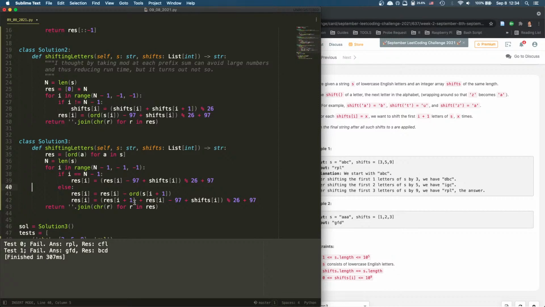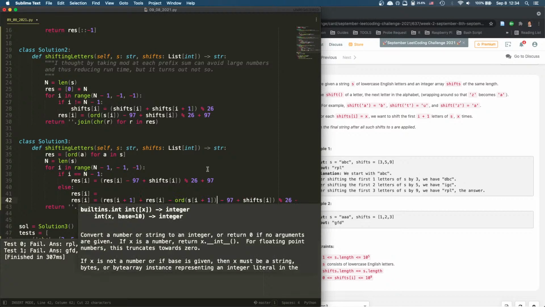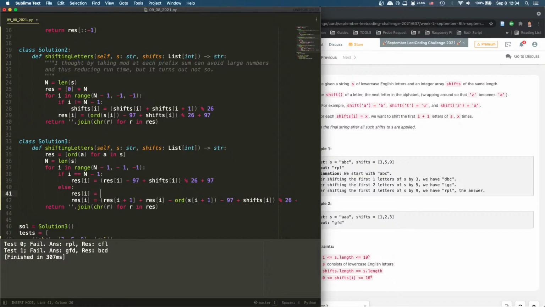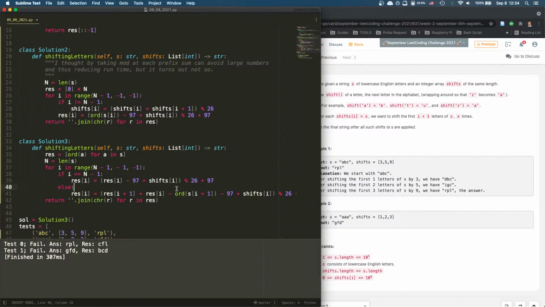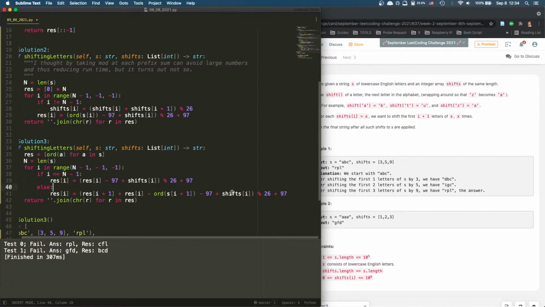Else it will just be this plus this, which is the difference. Yeah, so this plus this is the difference between front and back, and then we apply the difference, the current one, and we add the shift as additional shift, and then mod this plus 97. Okay, so and then when res I is used, we have to add 97.